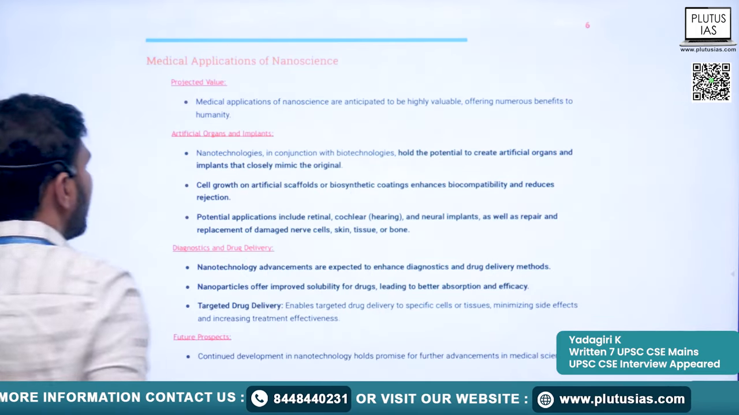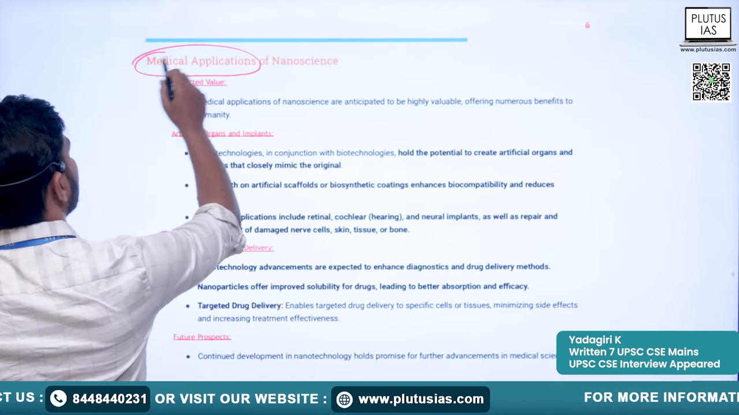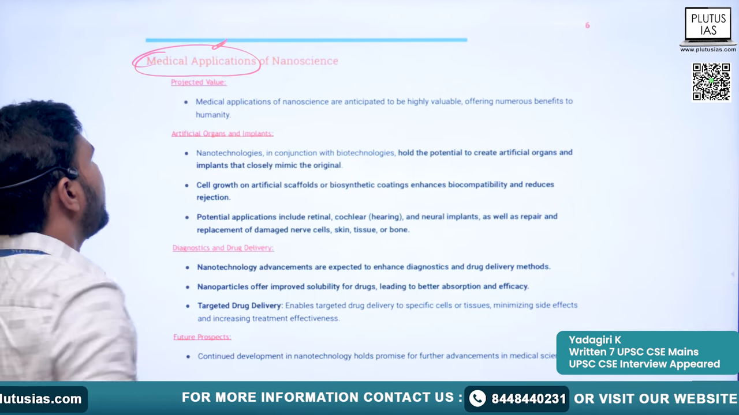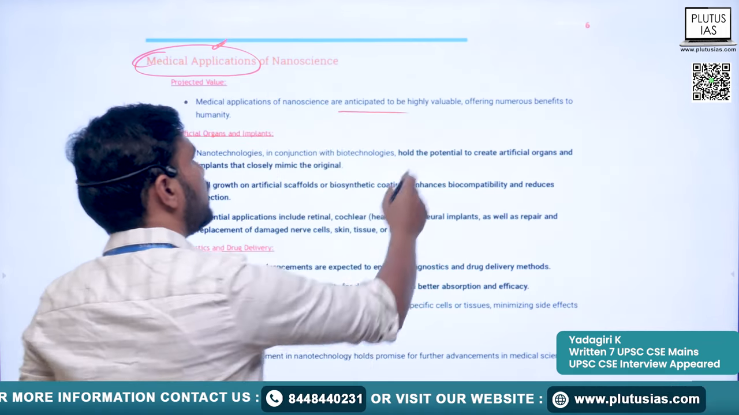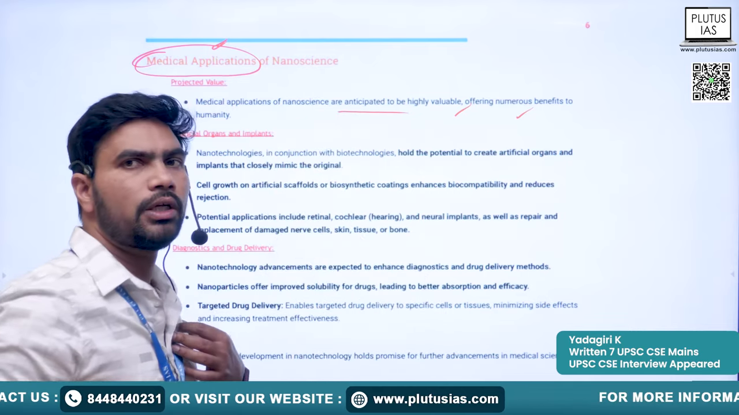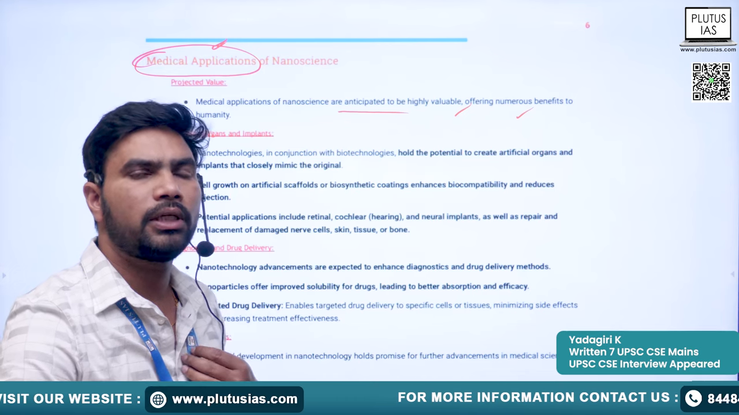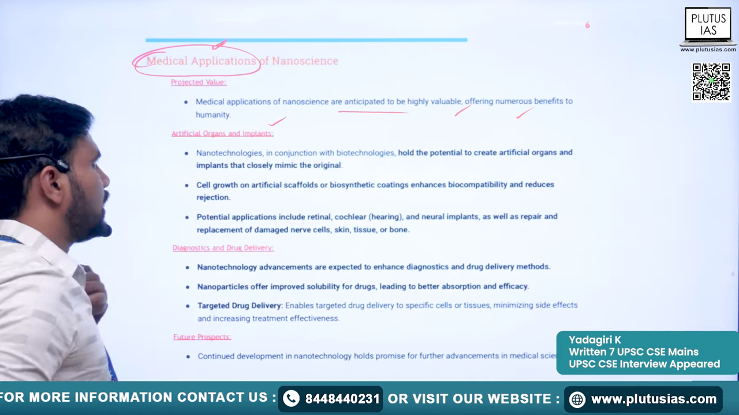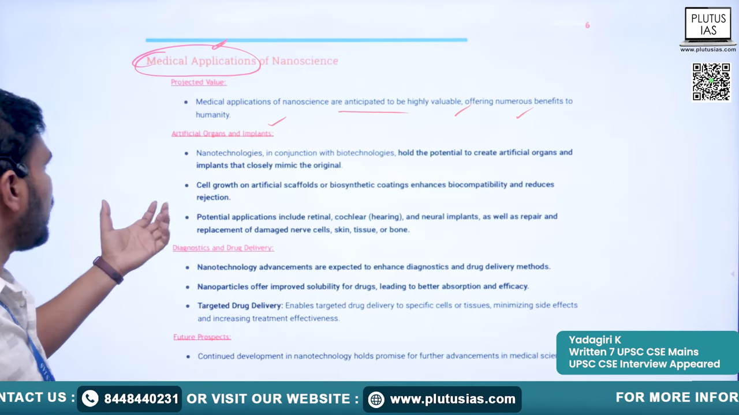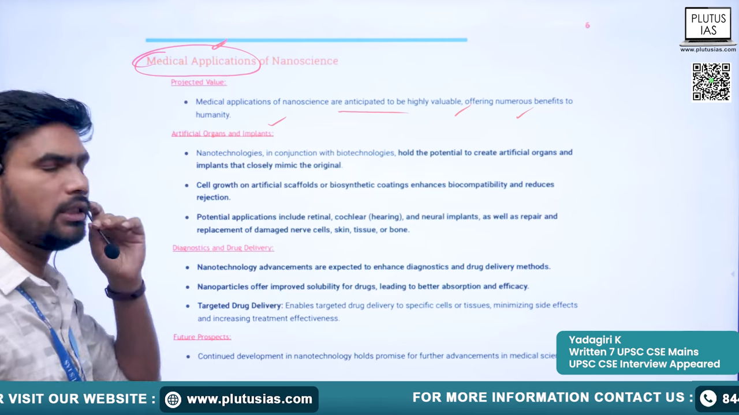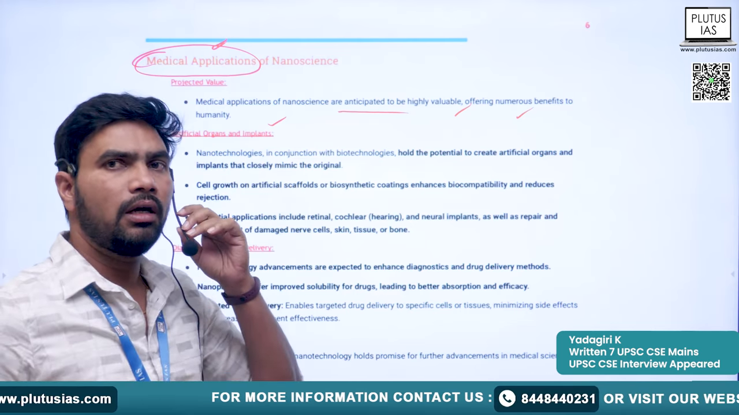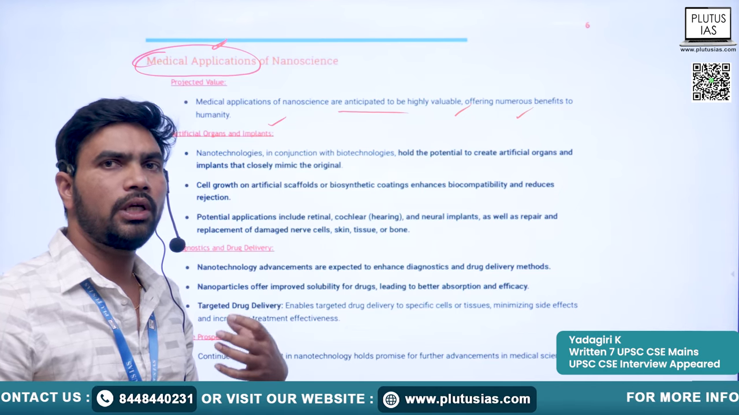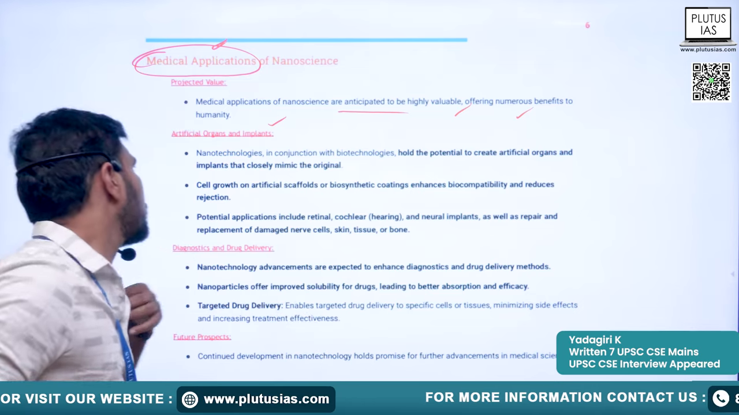All right. Next one is a very important area, medical applications. So medical applications of nanoscience or nanotechnology, right? The projected value of medical applications of nanoscience is anticipated to be highly valuable, offering numerous benefits to humanity. So there is a lot of potential for application of nanotechnology in the medical field, right? We see artificial organs and implants. So through nanotechnology, we can create artificial organs and implants. As we all know, organ failure, like failure of the heart, etc. So we can create and install new artificial organs into the human body through the application of nanotechnology, right?